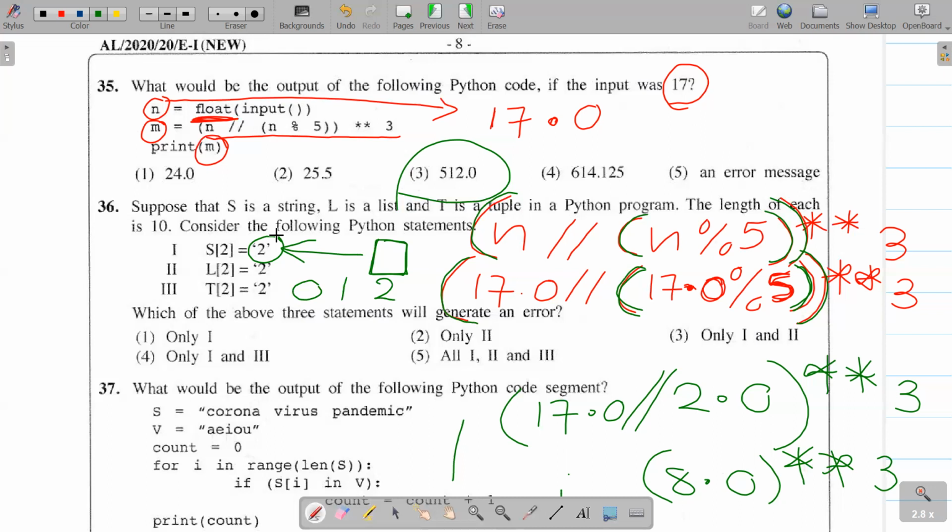So this will generate an error. It is a string. This will generate an error. It is a tuple. Right? This is the only one which executes correctly. So the first and the third will generate an error. That is what they are asking. Which one generates an error? First and the third. Because they are immutable.